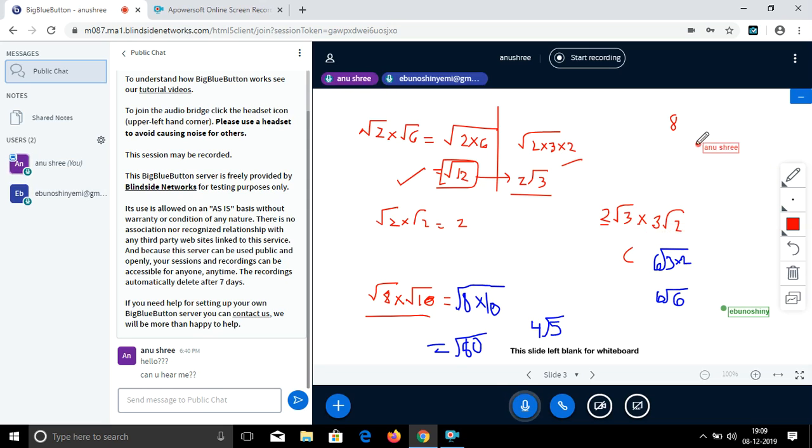It's 8 root 6 and 2 root 3. Solve this. Okay, that's correct.